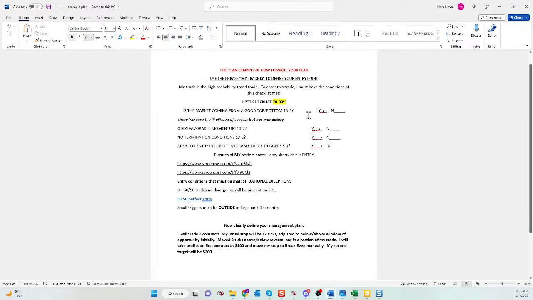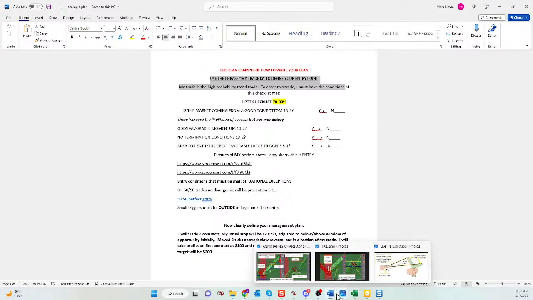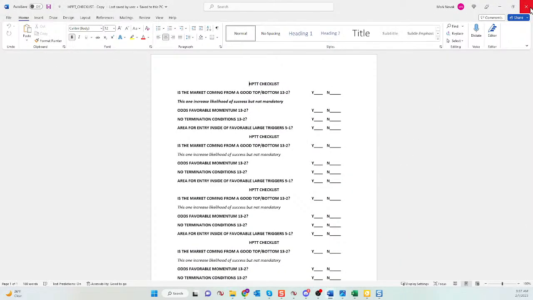And here's an example of how to write a plan for a new user. Here's an example of how to write a plan for maybe somebody that's coming back to trading, that's looking for that consistency, that's looking to really have an advantage. And this is a plan to define your entry point, and that's all you're doing in the beginning. And you're going to use the phrase, my trade is the high probability trend trade. And in order to enter this trade, for me to activate a limit order, the conditions on this checklist must be met. And guys, this is your high probability trend trade checklist.